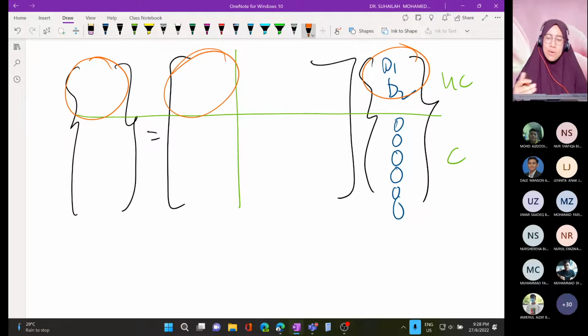Because the rest, when we times with zero, we get zero. So when we want to solve, normally if the unconstrained system has 2 degrees of freedom or 3 degrees of freedom, we can solve it manually. If for example the unconstrained system has 4 degrees of freedom, we cannot solve it manually because we solve this using simultaneous equation.